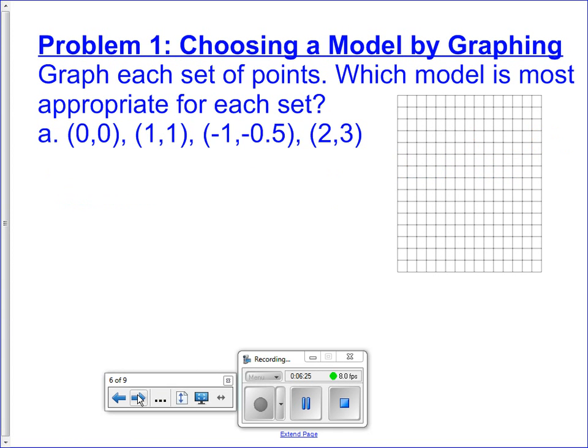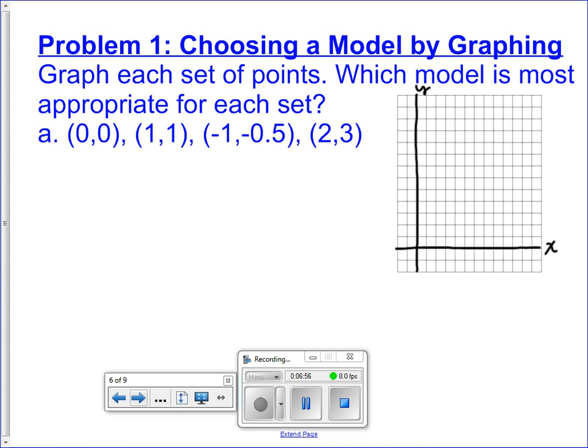All right, so problem 1, we're going to choose a model by graphing. Graph each set of points. Which model is most appropriate for each set? All right, well, I see, let's see, I just have one set of points that's negative. So I'm going to draw my x-axis down here, and I'm going to put my y-axis right here and label those. All right, so let's plot our points.